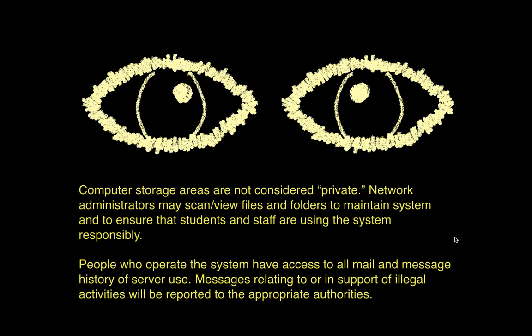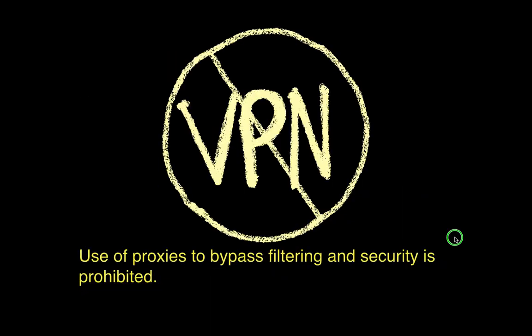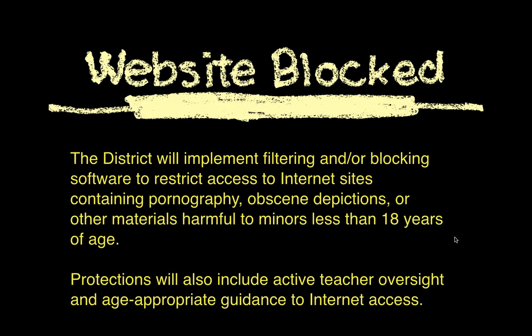I want to remind you that your computers are not private. They are public, and we can scan them, view them, access them at any time. So we can also see your history of where you've been. If you do anything illegal, it'll be reported to authorities. If you do anything in violation of the AUP, it'll be reported to the administration and dealt with through a disciplinary measure. Again, filtering and proxies is the big issue here.